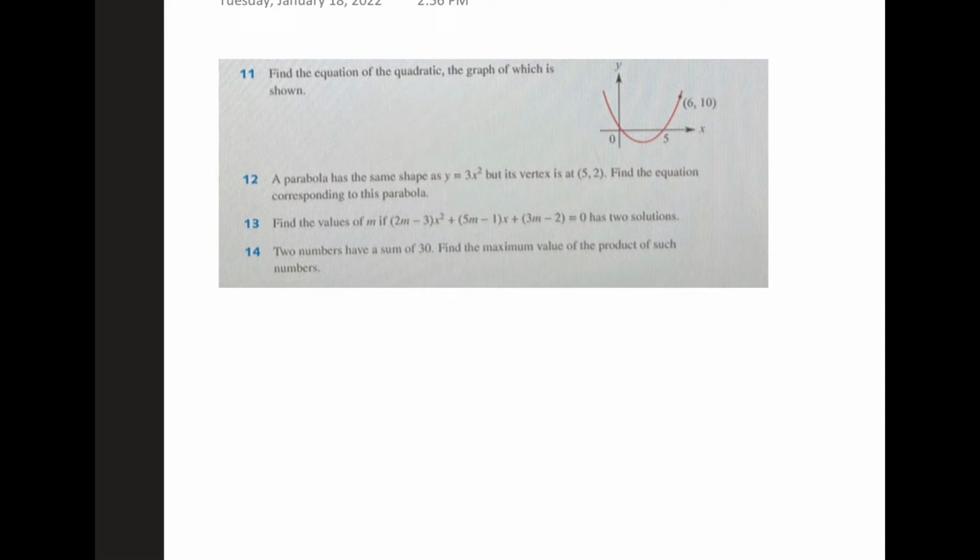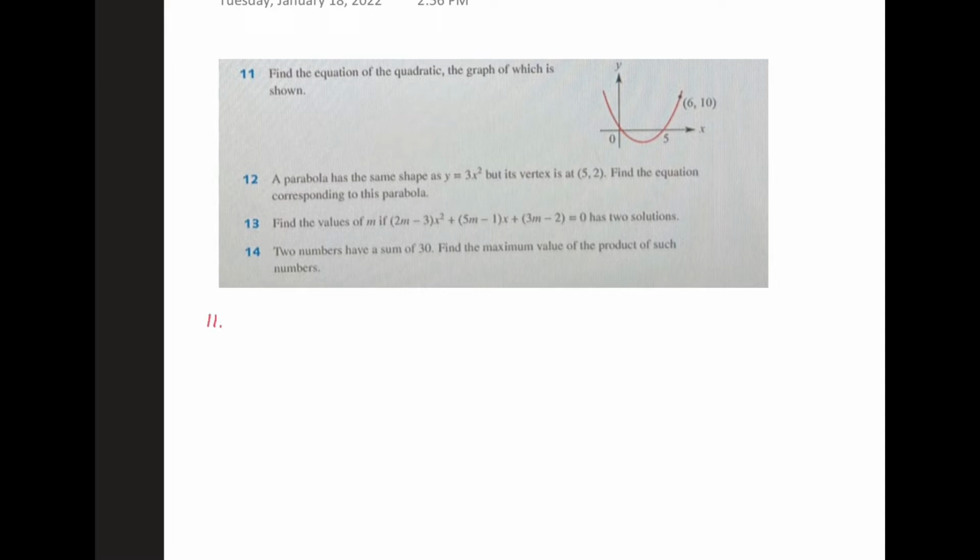Okay, so now let's continue with question 11. Find the equation of the quadratic, the graph of which is shown. You can see the graph here. This is a quadratic, a parabola. They give us a point, then they give us the x-intercepts. The x-intercepts are 0 and 5. The important information here is the 0 and the 5. So we know the roots, then we can put it in the factorized form.